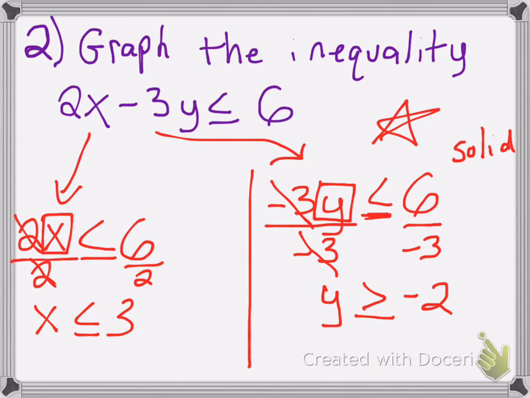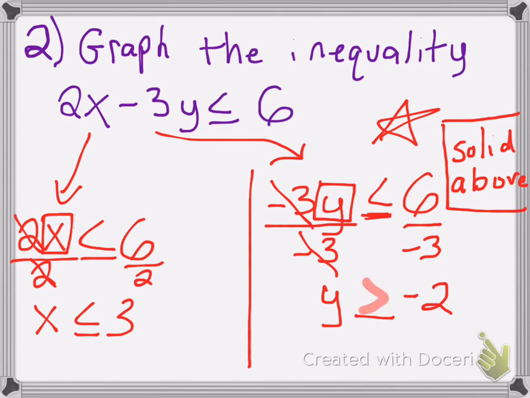Now I can determine with my inequality, is it shaded above or below? If it's facing y like it is right now, we're going to shade above. You want to solve for y first before you determine this little thing right here. So we need a solid line, we got to shade above.